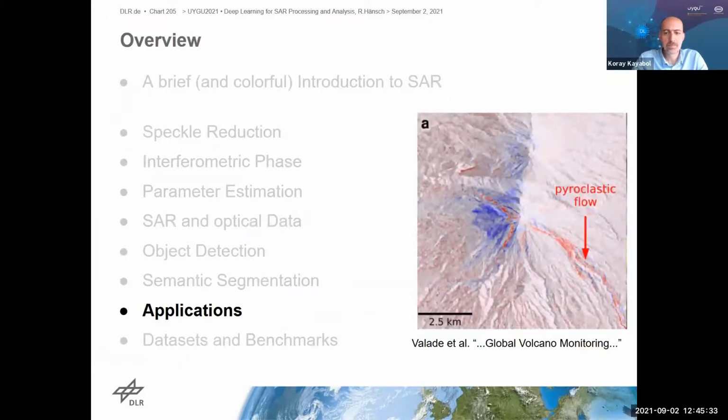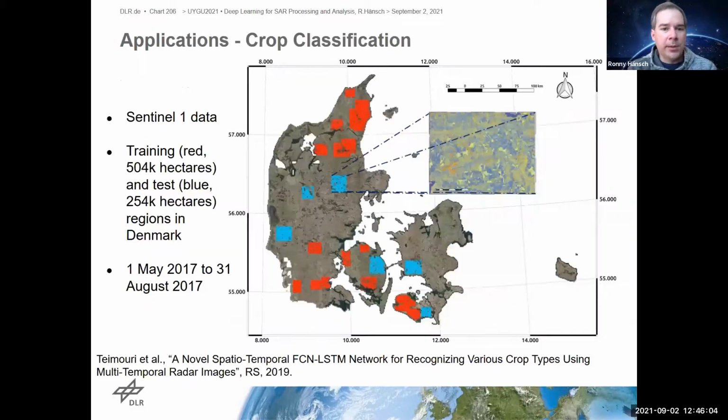Perfect. So now we have heard a lot about how SAR works, and how we can use deep learning to increase the quality of SAR images or SAR products. And you have seen examples of how we can use deep learning with SAR imagery for solving different generic tasks. In the last 10 to 15 minutes, I just want to go through some interesting applications. There are, of course, many, many more. So those are just some examples, but I hope interesting examples.